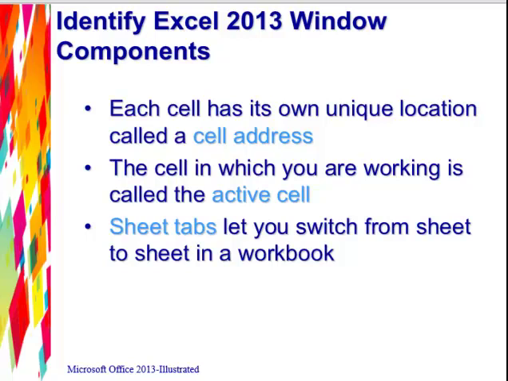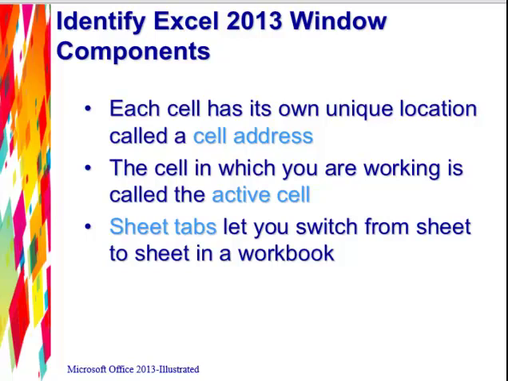The columns are lettered from A through Z, and then they continue with AA, AB, AC, and so on, up to, I think it's 256 columns you can have. And you can have hundreds and hundreds of rows going down. The cell that you're currently working in is called the active cell, and the sheet tabs at the bottom of the window will actually allow you to work on different sheets and workbooks.